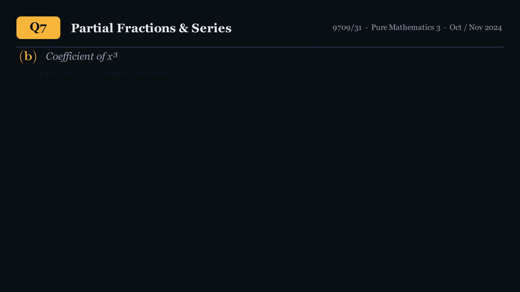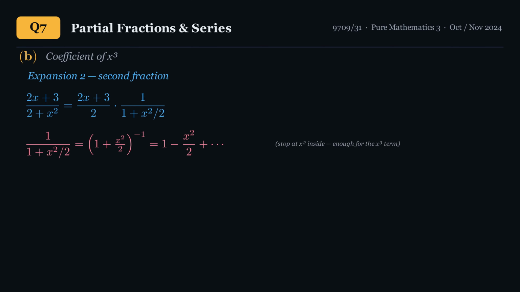Expansion 2. Now the second partial fraction, 2x plus 3 over 2 plus x squared. Factor out 1/2, 2x plus 3 over 2, times 1 over 1 plus x squared over 2. Inside, use u equals x squared over 2. We only need up to x squared, that is enough for an x cubed term.